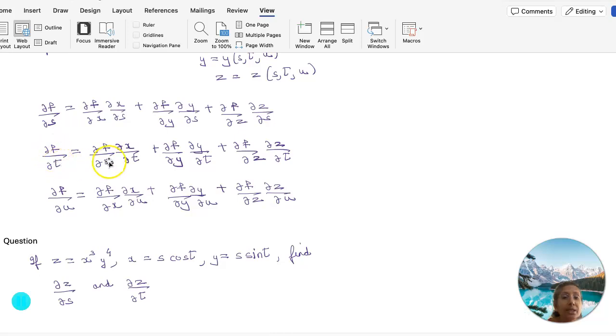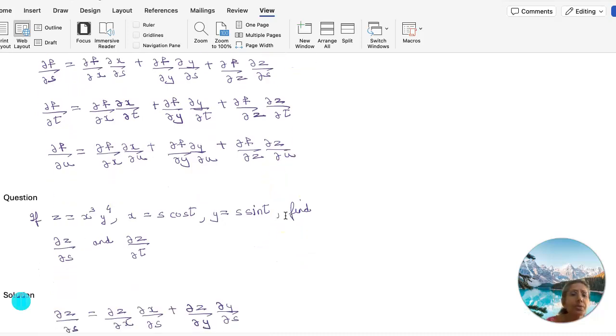Again, del f by del t will be del f by del x into del x by del t plus del f by del y into del y by del t plus del f by del z into del z by del t. Del f by del u will be del f by del x into del x by del u plus del f by del y into del y by del u plus del f by del z into del z by del u. Coming to the next question.